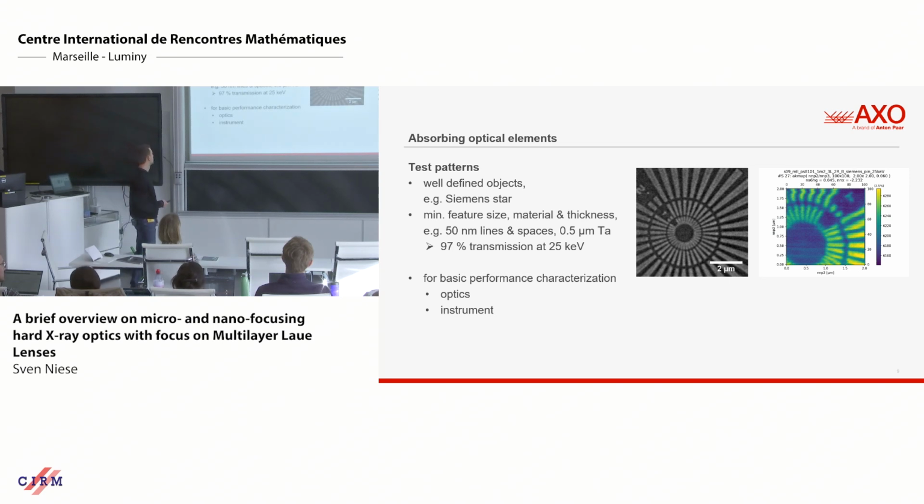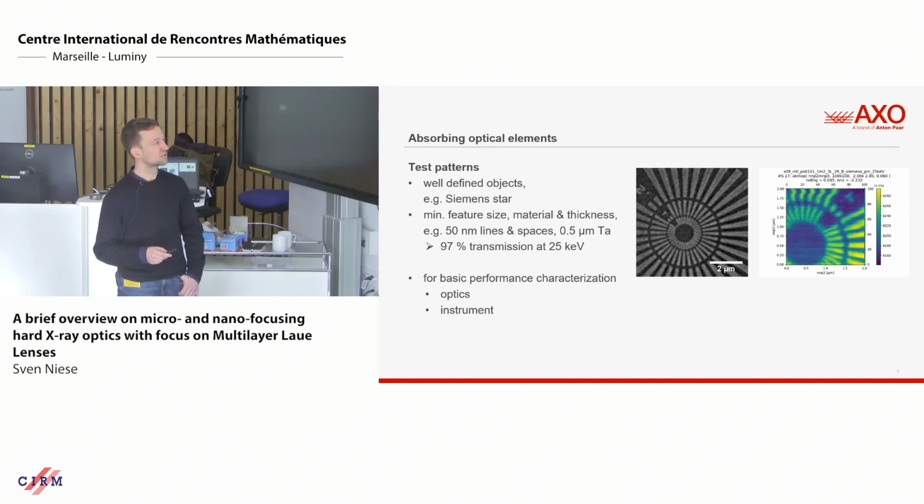Test patterns are also absorbing, not really optical elements, more test patterns. Those are well-defined objects like this Siemens star test pattern. They are used for the basic performance characterization of the optics or the instrument. So that's the kind of specimen that we use when we characterize our optics. That's just a transmission scan, a fly scan with a few more pixels, so you can see that it's not exactly flat because there were some vibrations or smaller drifts on the instrument.